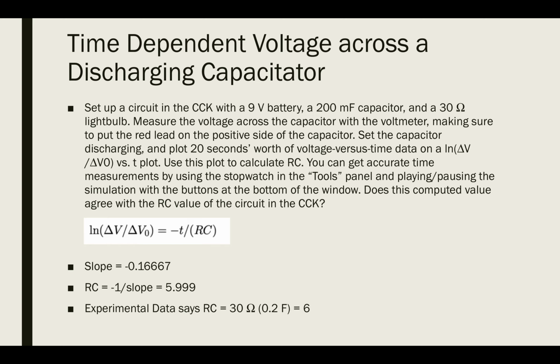RC, which is called the time constant of the circuit, is the time at which the voltage difference has dropped to 1 over e of its original value, and I found that value to be negative 1 over the slope, approximately 6, or 5.999. From our calculated data, we should get approximately 6, so the experimental data is in accordance with our calculated data.